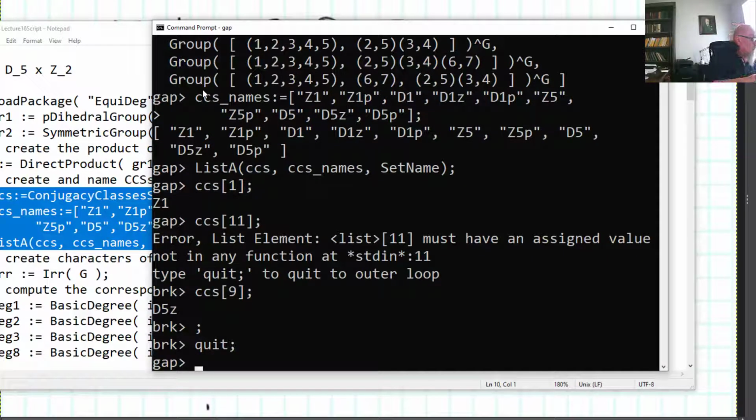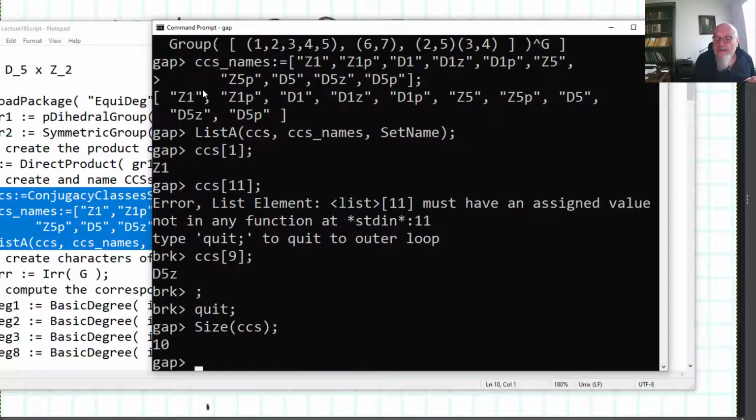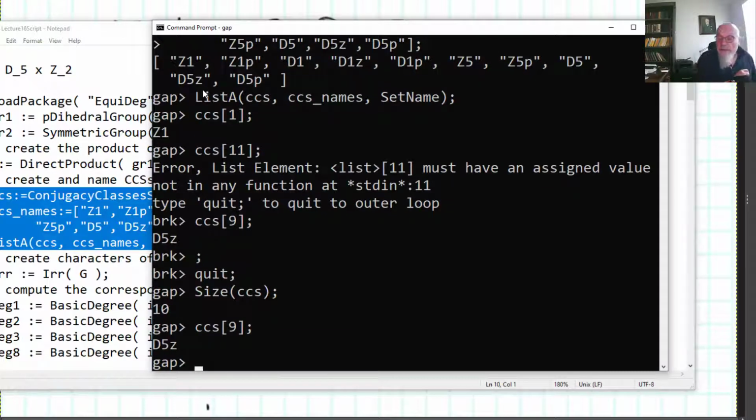Maybe let's say size of CCS, how many? 10, yes. 9. Yeah, it works. Sorry, I just pressed something unintentionally. Okay, so it works.